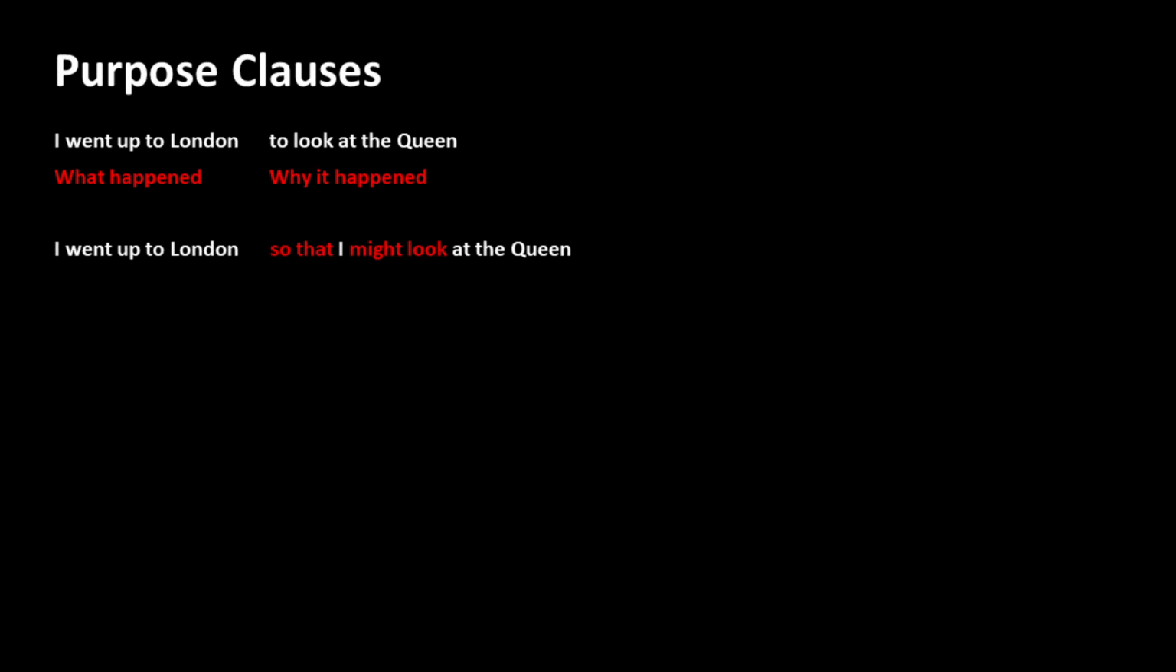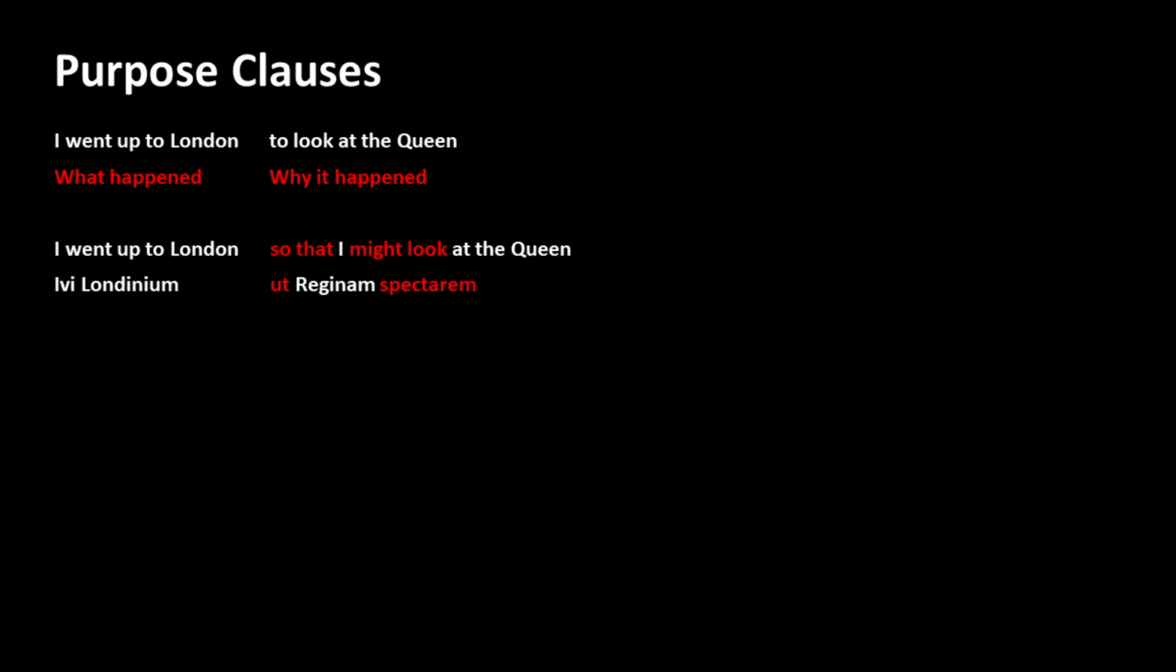I went up to London so that I might look at the Queen turns into the exact Latin equivalent: Ivi Londinium ut reginam spectarem. In the Latin sentence, spectarem, if you paid attention to the first video in this series, is an imperfect subjunctive. It is the equivalent of the Latinized subjunctive in the English version, so that I might look at the Queen. We don't need a subjunctive in English for a purpose clause.